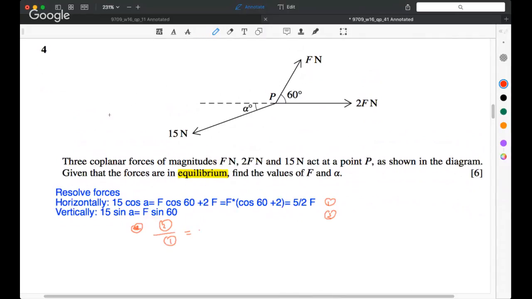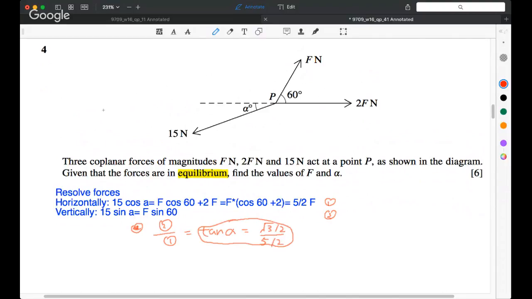You get that tan alpha is equal to sine 60, which is root 3 over 2, over the other expression, and from this you can work out what alpha is just from the calculator. So that's a good trick there, isn't it?